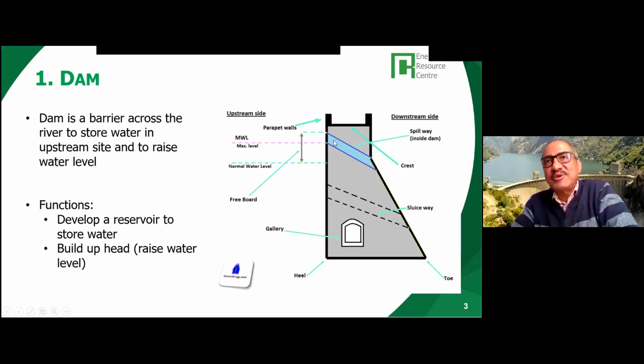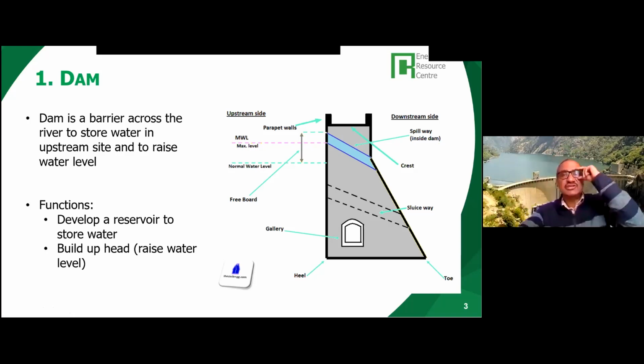And you can have a spillway inside the dam, where any excess water just flows over the spillway. Then this area is the normal water level. And the maximum water level is a little bit higher than the normal water level, to store flood water and do flood attenuation.